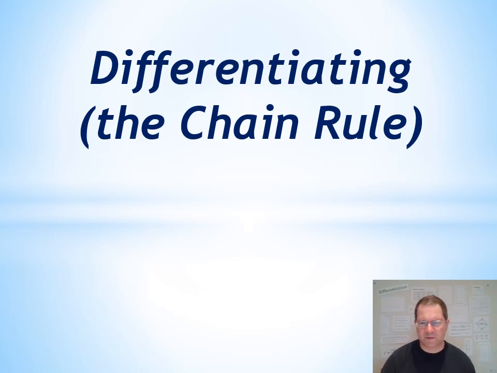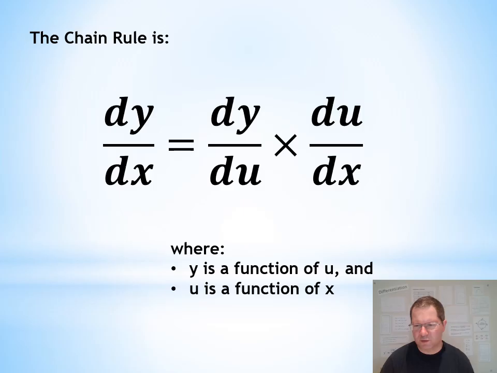Hello. So in this video we're going to be looking at the first of three rules for differentiation: the chain, the product and the quotient rule. So we're starting with, as you can see, the chain rule. The chain rule is used when you have a function of a function, and it's written as shown: dy by dx equals dy by du times du by dx.